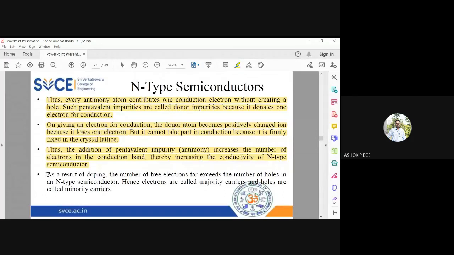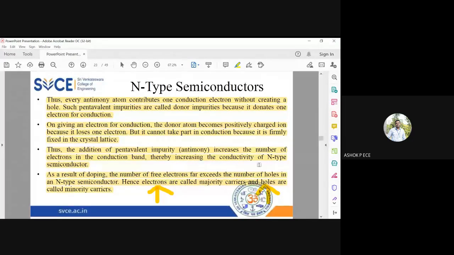So because of doping, more electrons are produced compared to the number of holes. And so in N-type semiconductor devices, electrons are the majority carriers and holes are the minority carriers. In an intrinsic semiconductor, the number of electrons equals the number of holes.